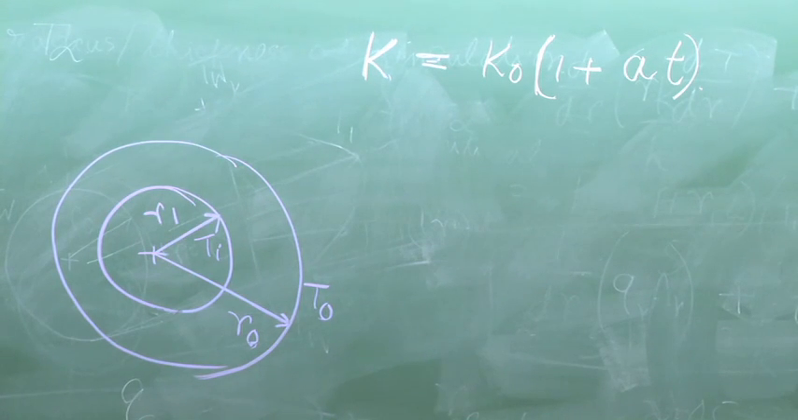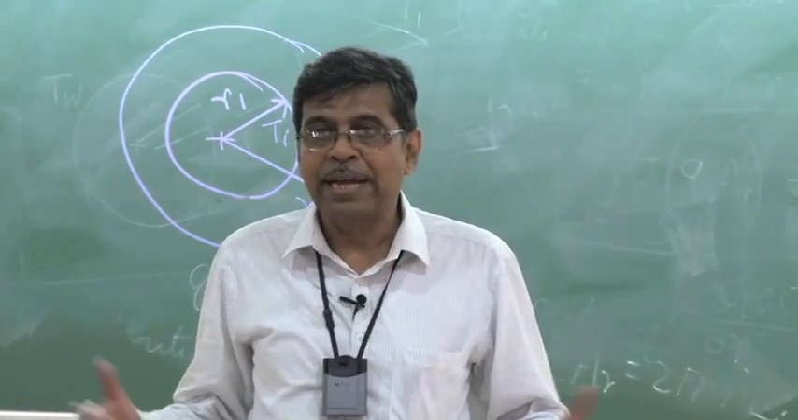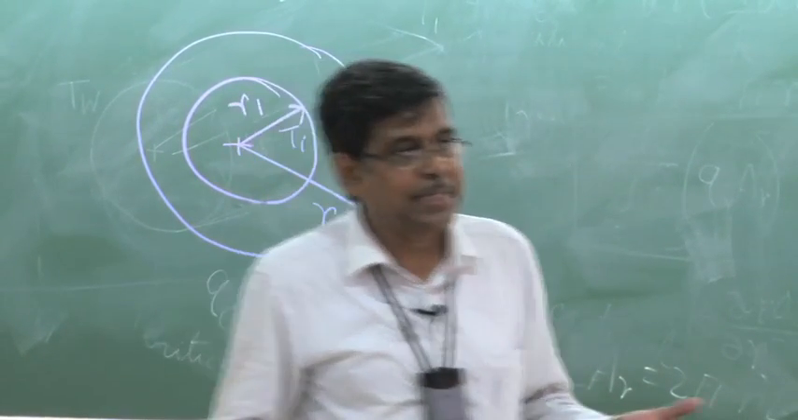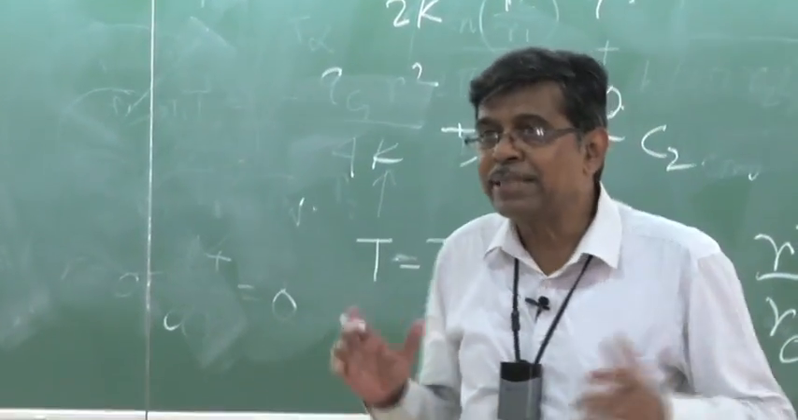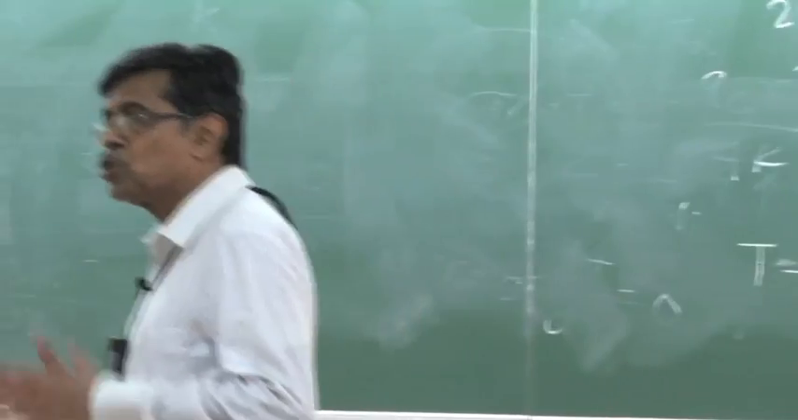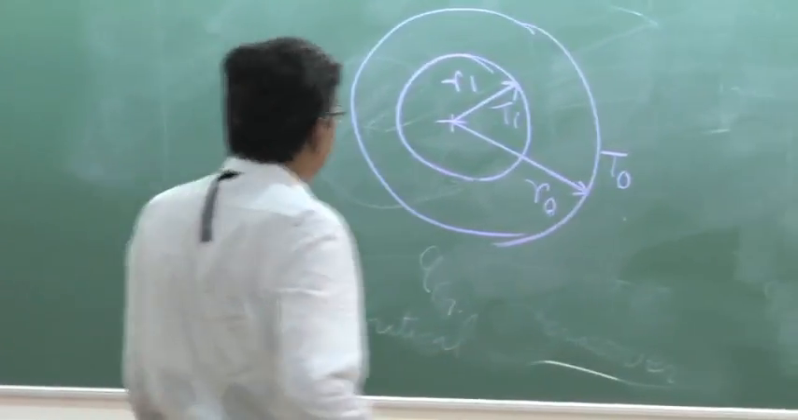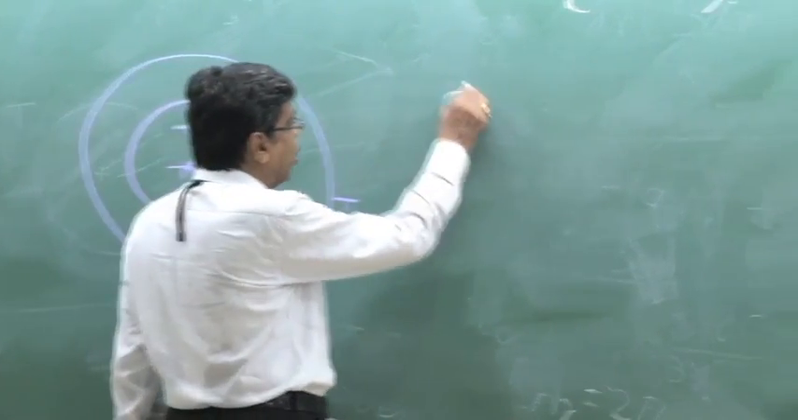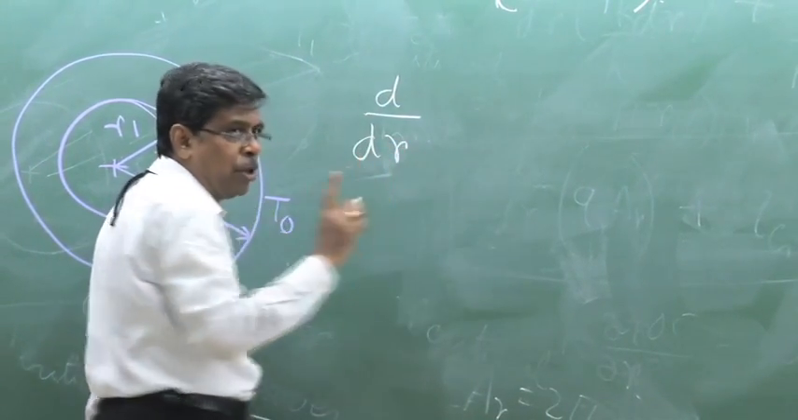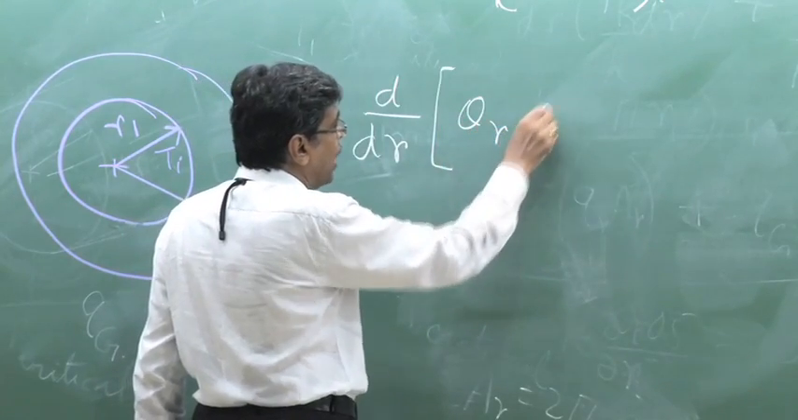How to find the expression for heat transfer per unit length? There are two ways. I told you earlier also, you can find the temperature distribution, and from the temperature distribution you can find the heat flux. But it will be better if you stop at the heat transfer, not the temperature. For example, d/dr of Q_r A_r.